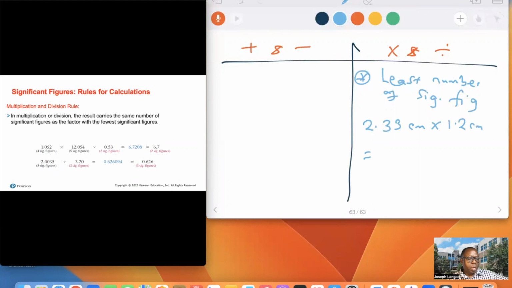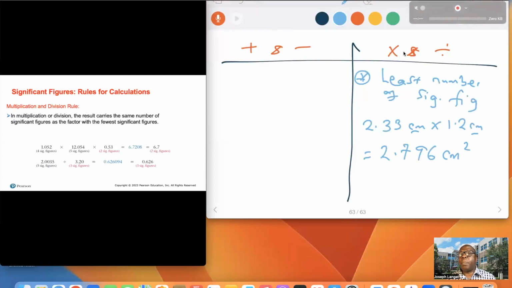I'm just gonna grab my calculator and show you what the value is. So 2.33 times 1.2, my calculator is giving me 2.796, and it's got to be centimeters square because I'm multiplying units as well. It has more than what is required in significant figures.